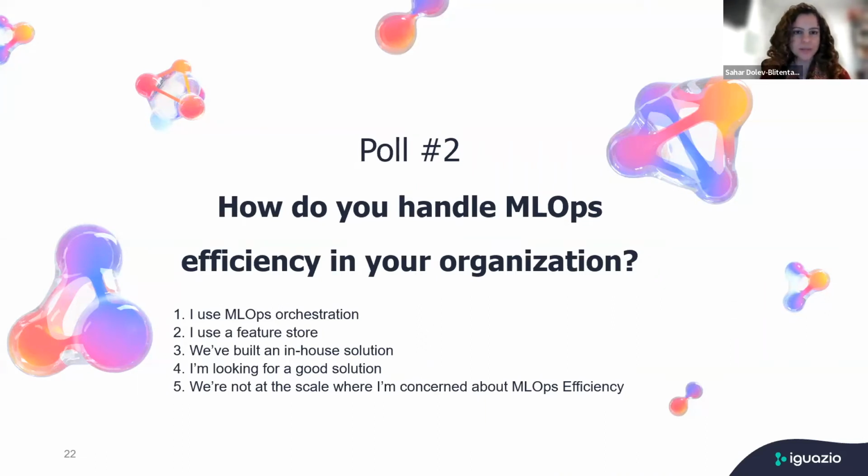Do you use MLOps orchestration? Do you use a feature store? Have you built an in-house solution to handle all of this? Are you on the lookout for a good solution? Or perhaps you're not at the scale where you're concerned about MLOps efficiency yet.